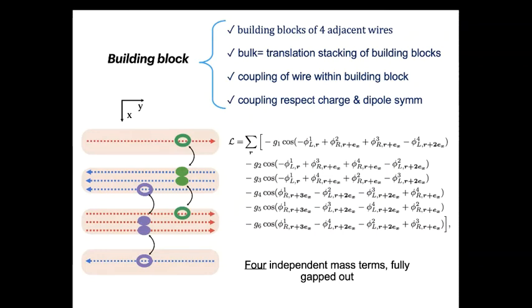And in each building block, we actually have four helical modes in total. So in principle, we need four independent mass terms to gap out everything. Then after some algebra, we will figure out that all of these backscattering terms commute, and only four of them are independent. So these terms would fully gap out all of the degrees of freedom in the building block.